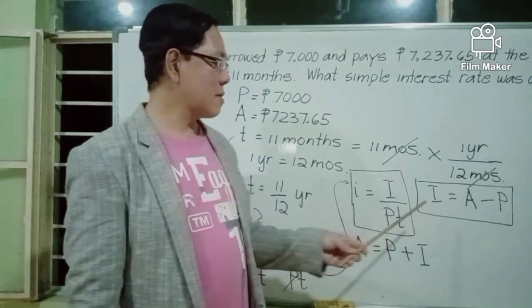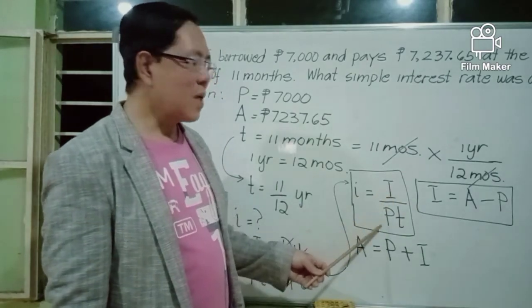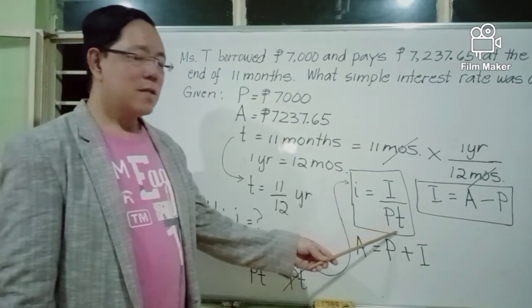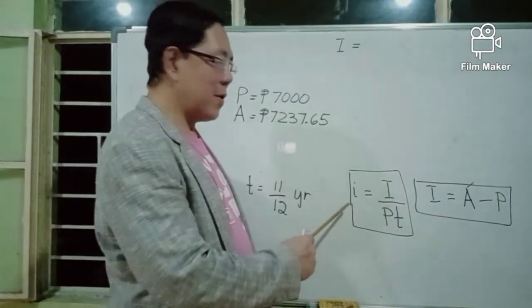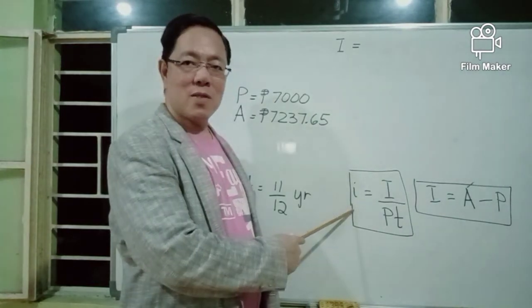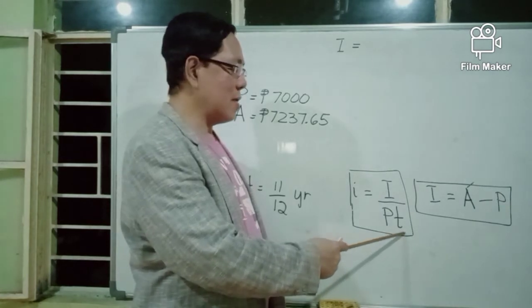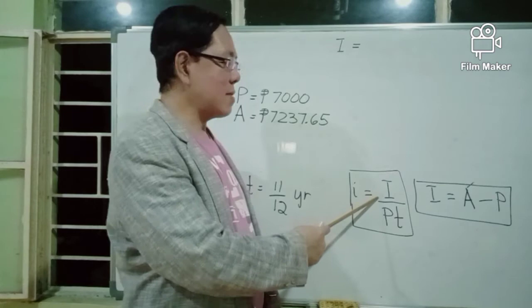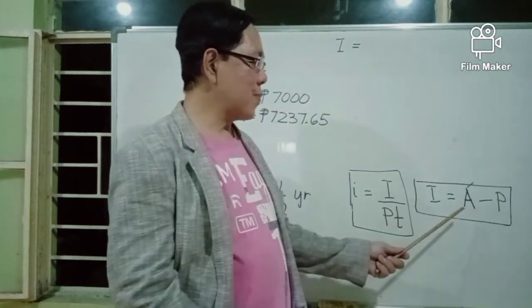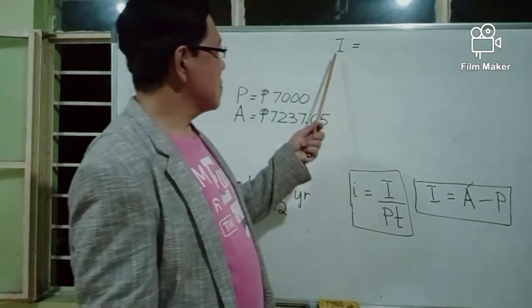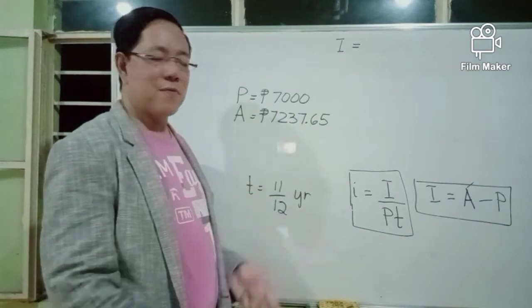After we have solved for the amount of interest, we can now solve for the simple interest rate. Because we have solved for amount of interest capital I, and we are given the principal 7,000 and the time T in years, 11 over 12 year. We now solve for the unknown. The unknown is actually the simple interest rate i, and we can solve for it using this formula: i equals amount of interest divided by principal times the time T in years. But we have to solve first for the amount of interest, capital I, given by this formula. Amount of interest equals accumulated value, or the total amount paid, minus the principal. Hence, the amount of interest equals total amount paid, 7,237.65.